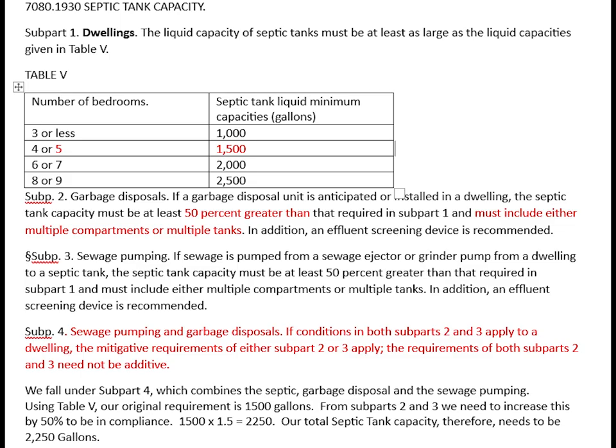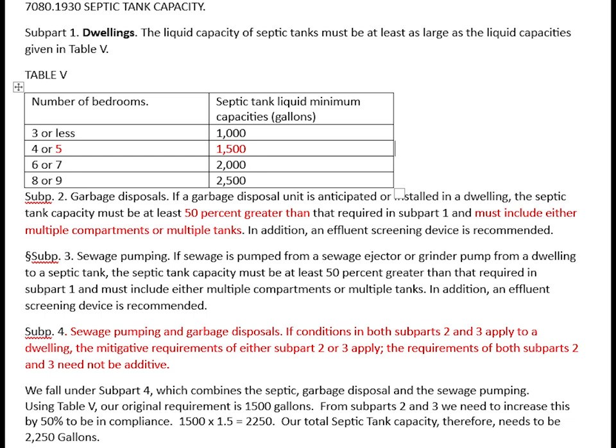Minnesota 7080-1930 Septic Tank Capacity. Subpart 1 Dwellings. The liquid capacity of septic tanks must be at least as large as the liquid capacities given in Table 5. We had 5 bedrooms. Septic tank liquid minimum capacity started with 1,500.